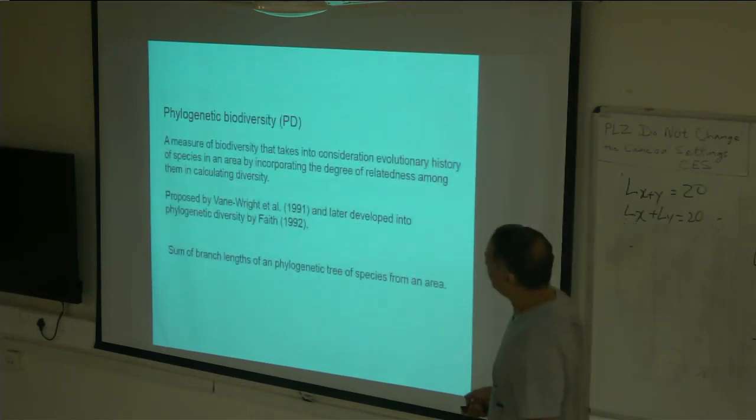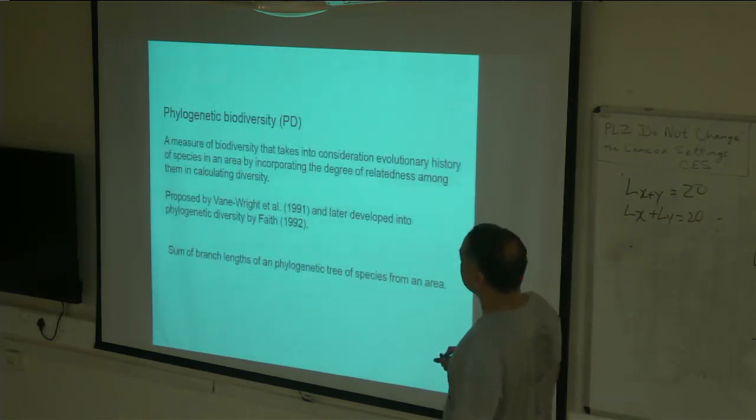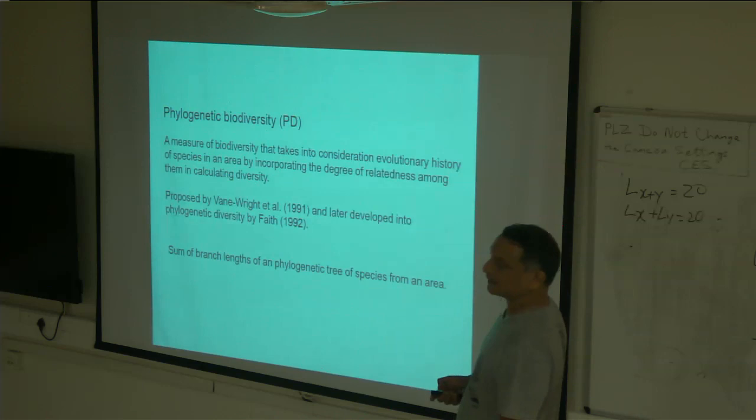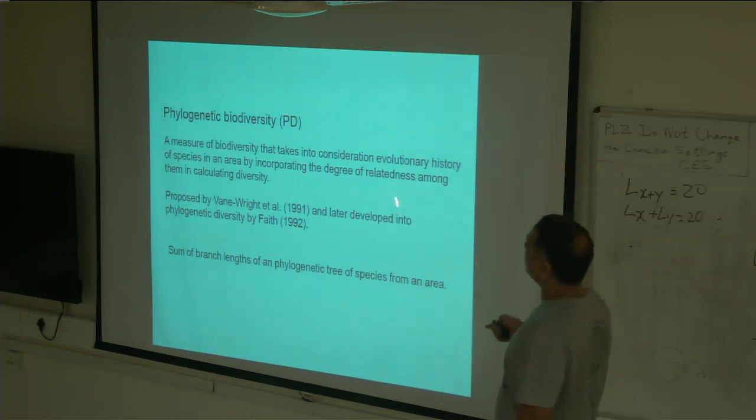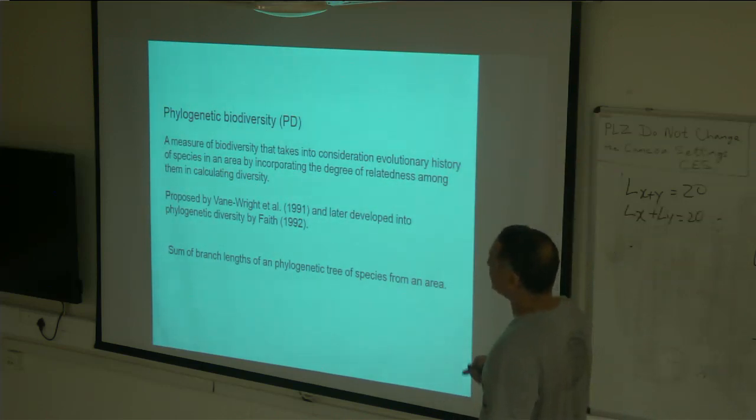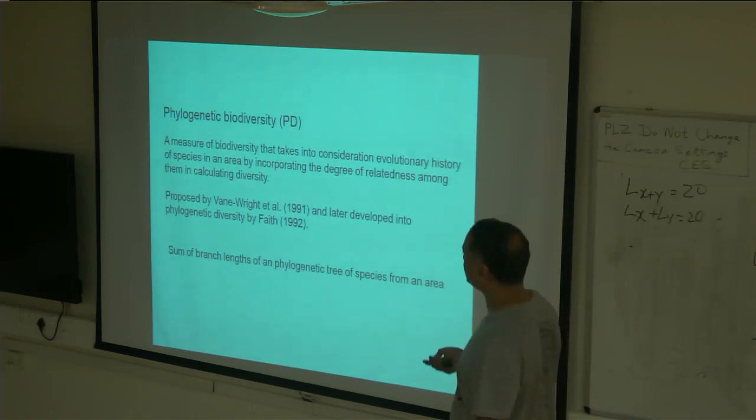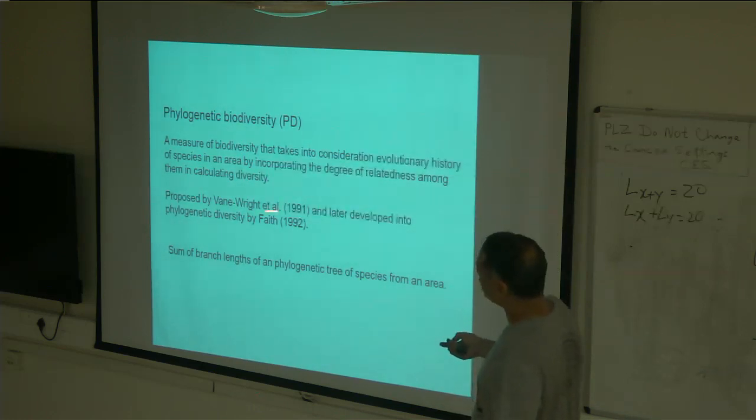So anyway, what is PD? What is phylogenetic diversity? It's a measure of diversity that takes into consideration the evolutionary history of species in an area by incorporating the degree of relatedness among them in calculating diversity, right? And it's very simple. It was originally proposed by Wainwright, but it's this guy Faith who sort of popularized it. It is basically the sum of branch lengths of a phylogenetic tree of species from an area.